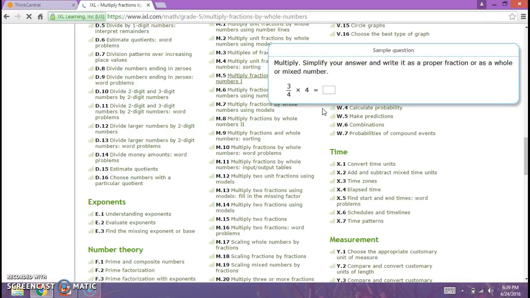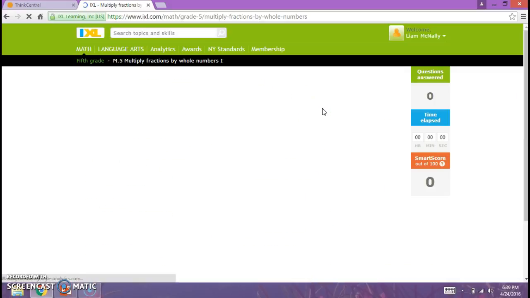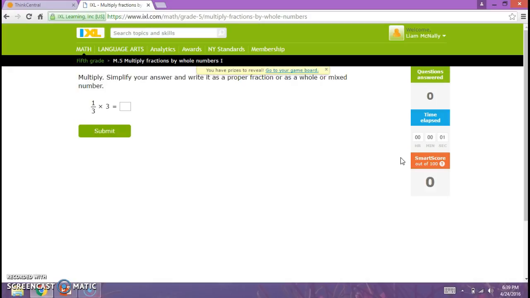You can click in, and it gives them like a game. It tells them how many they've answered. It gives them their SMART score. We usually say they need a SMART score of about 80 in order to be finished. It also times them so they know how much time they're taking on each program. So this is great if the students get it wrong. It gives them immediate feedback.